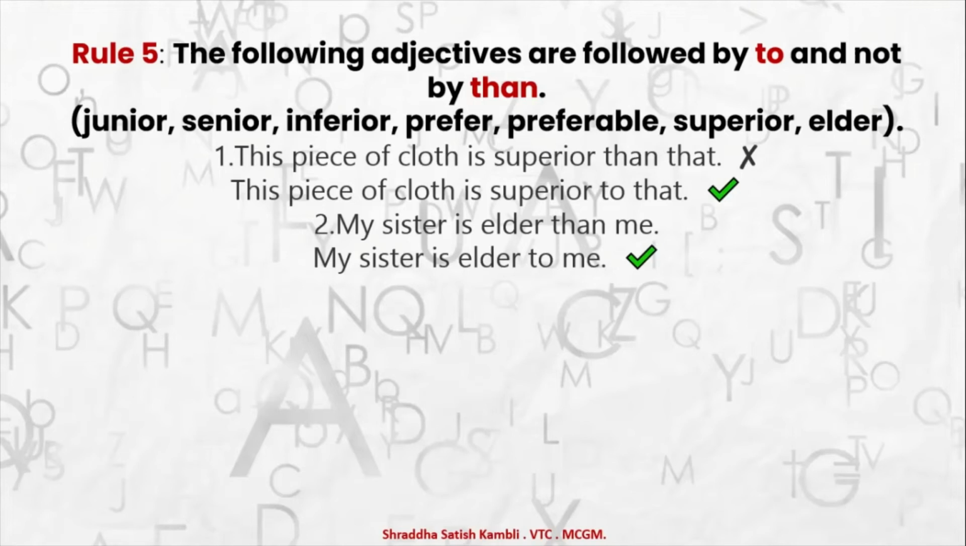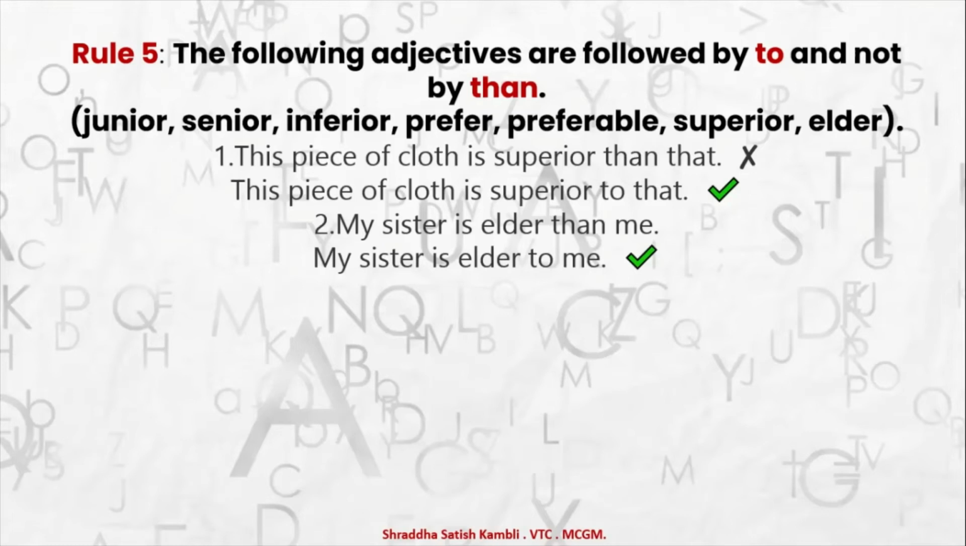The following adjectives are followed by to and not by than. So, if you write than after certain adjectives, then your sentence might be wrong. When you say junior, you say junior to. When you say senior, you say senior to. Inferior to. Preferable to. Superior to. Elder to. But many of us say junior than, senior than, inferior than, which after this lesson you will not say. Because now you all know that these adjectives are followed by the word to and not by the word than.